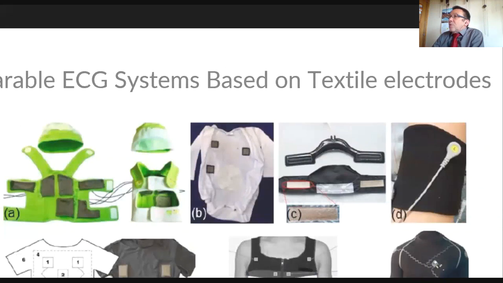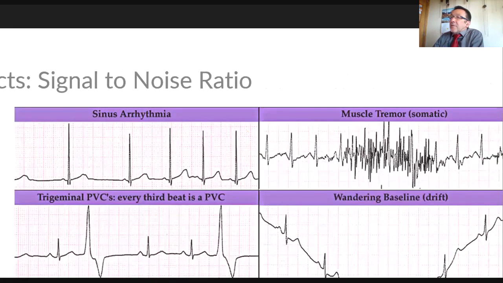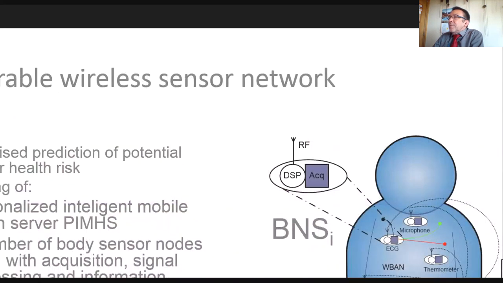It would be nice to have better and more detailed information on the ECG itself. But the problem with all these wearable textile units is that they are very, very much prone to different kinds of artifacts, which then make it, in some periods of time during the daily activities, impossible to accurately detect the ECG itself. So as I said, we also integrated several sensors into a network.